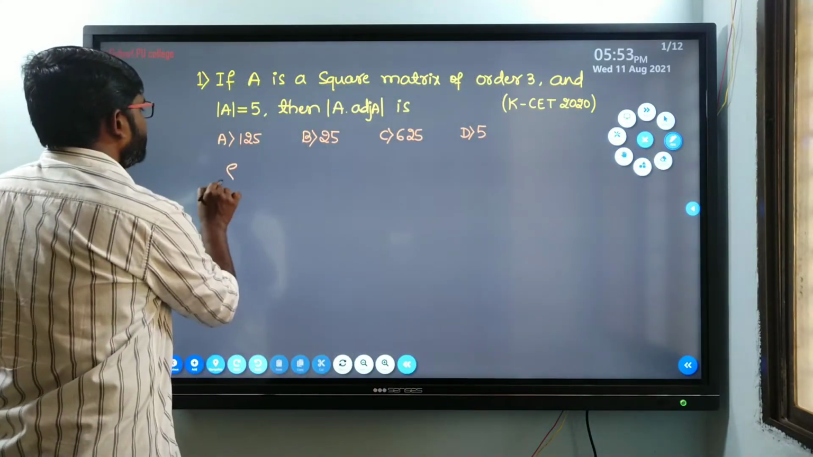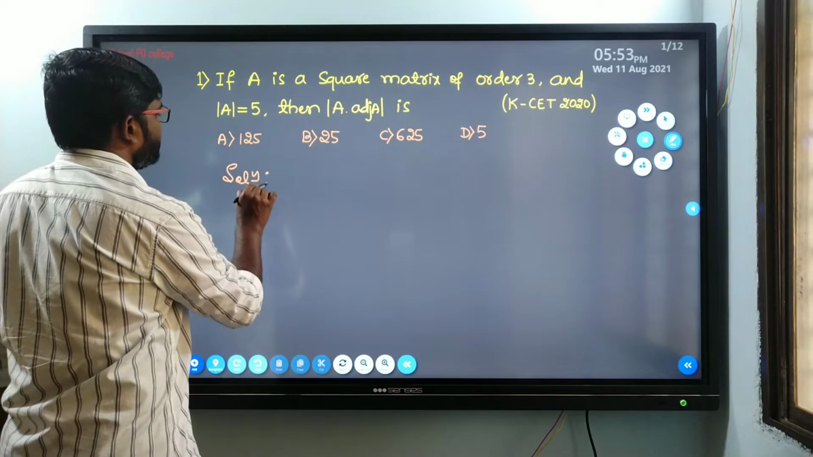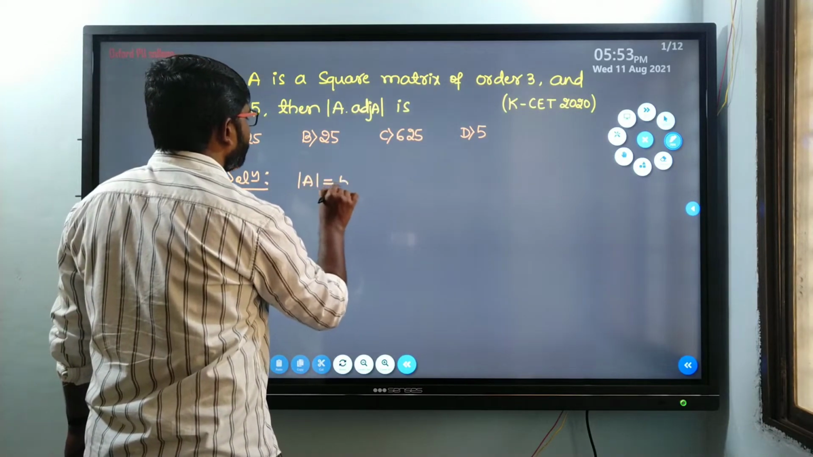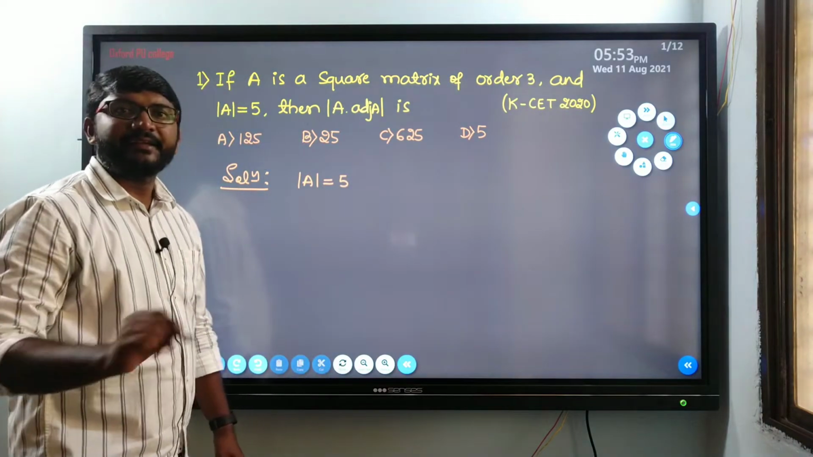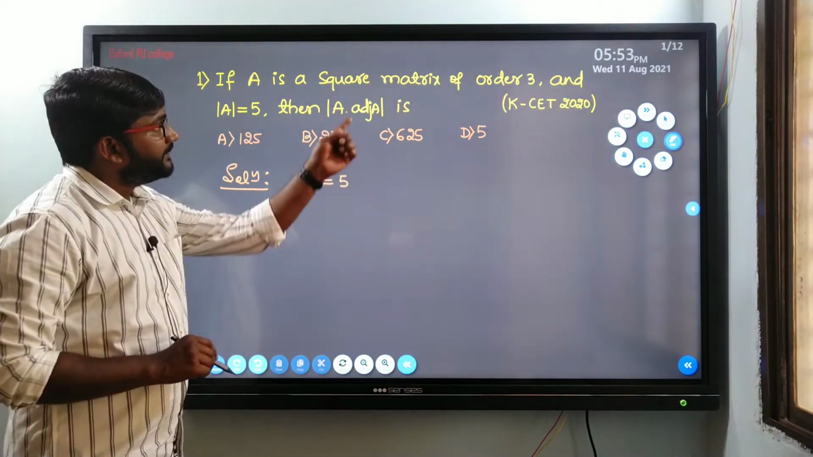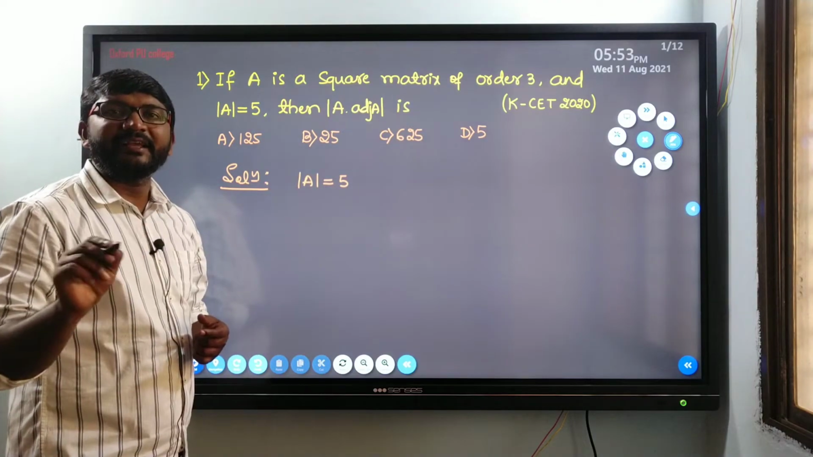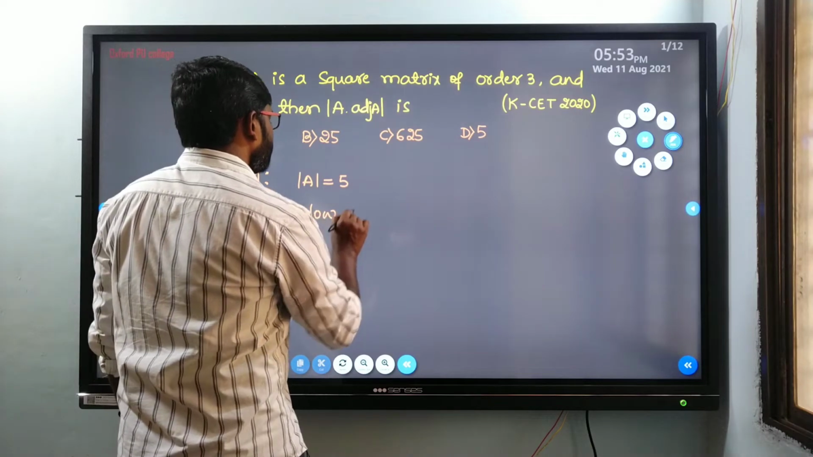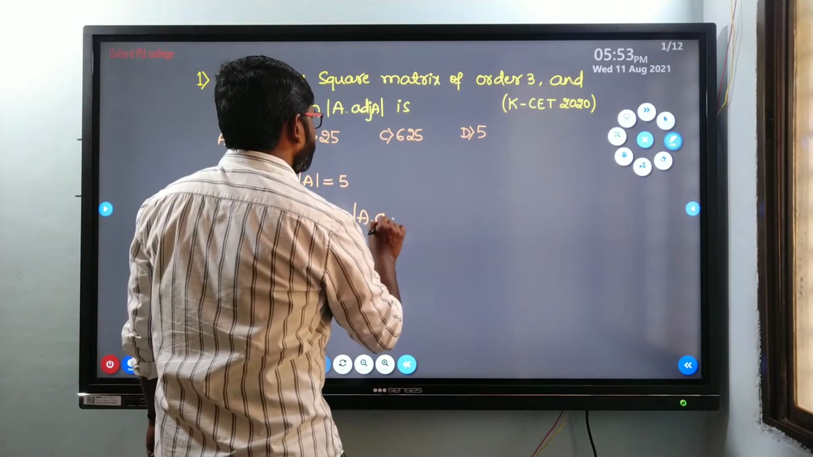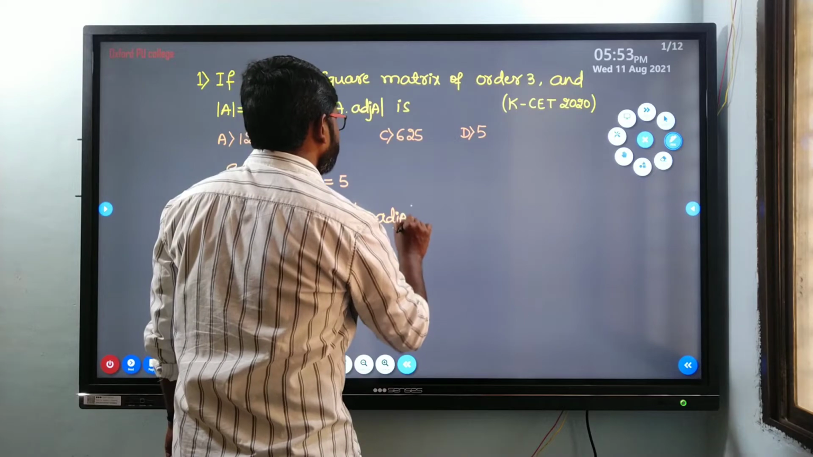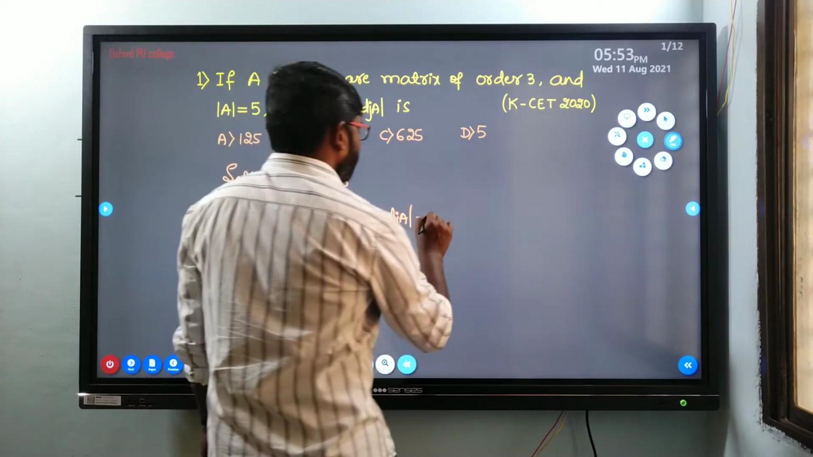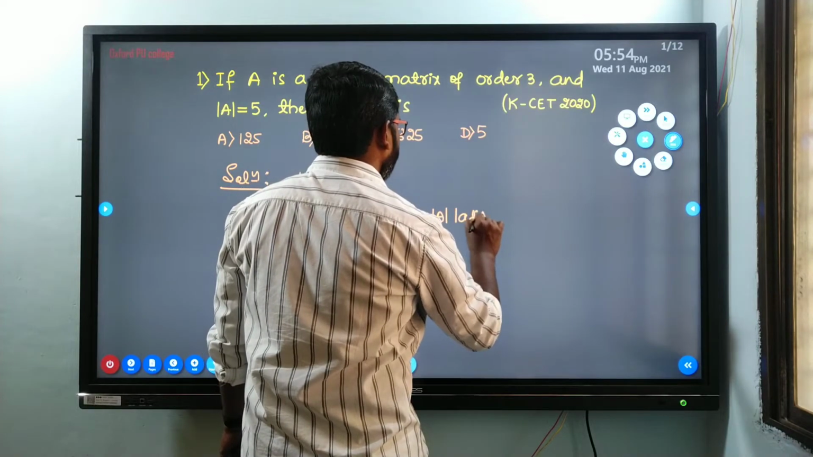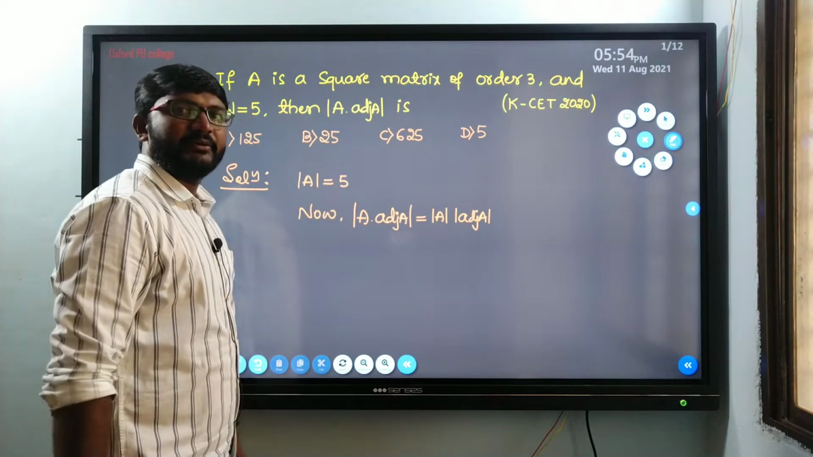See the given information. They have given determinant of A which is equal to 5. What is the value of det A? It is 5. Then we will have to find determinant of A into adjoint A. Now, determinant of A into adjoint A can be written as det A into det adjoint A.